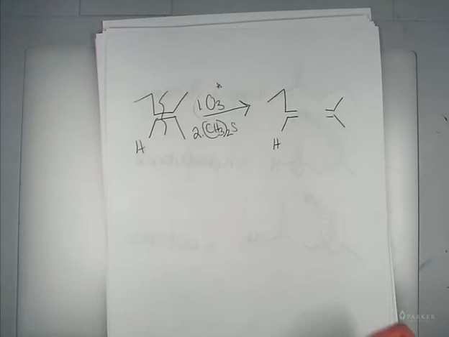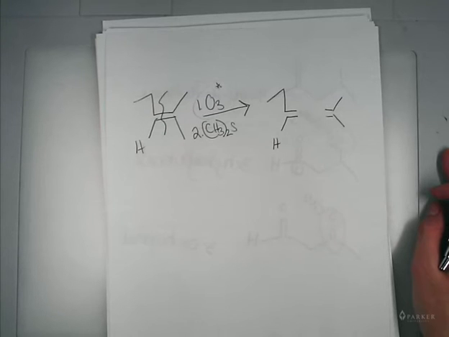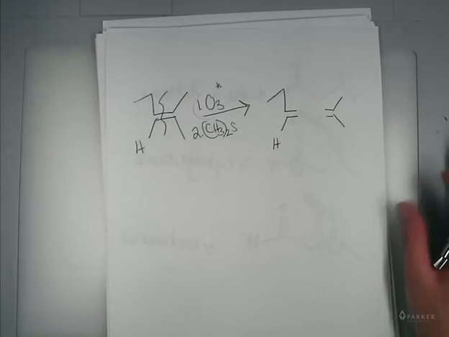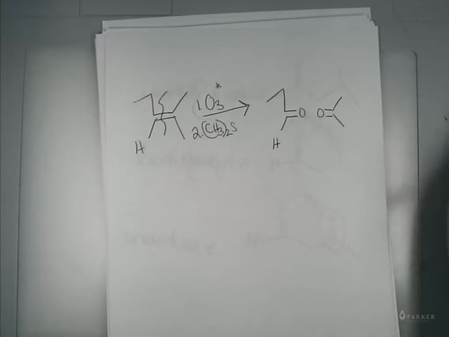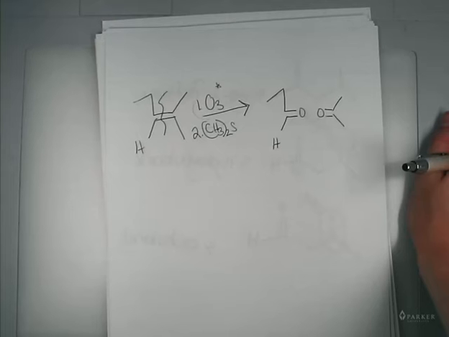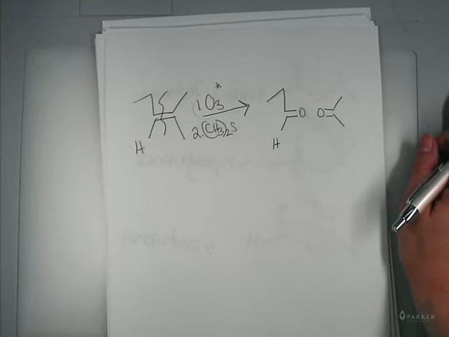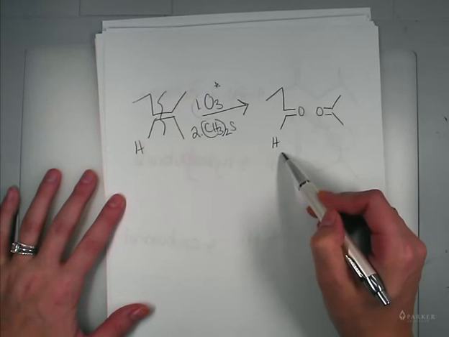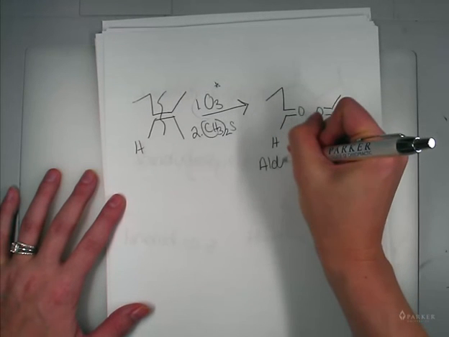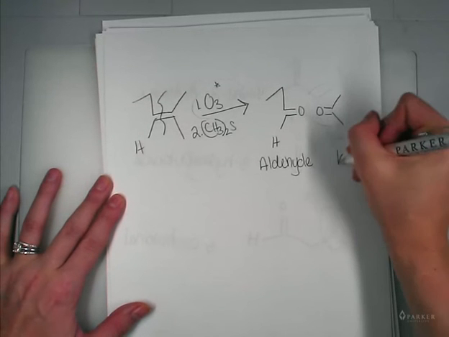So do you see that it looks like I literally erased that double bond in the middle. And then again, what do we say it caps it with? Oxygen. So if I add oxygen, what type of reaction is this? Yeah, it's an oxidation. So that's what ozone does. Now let's look at what we made here. This is what? Aldehyde. And this one is a ketone.